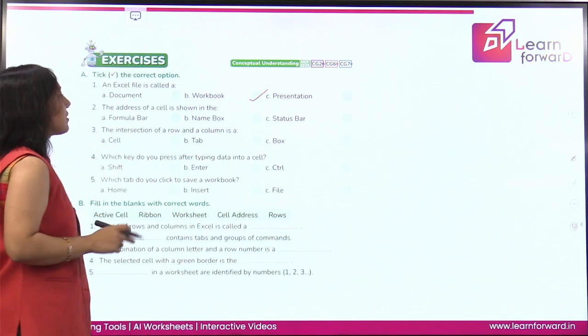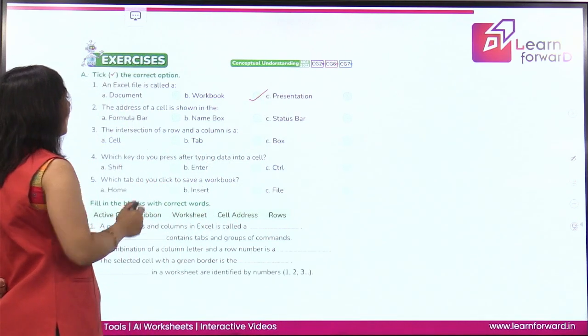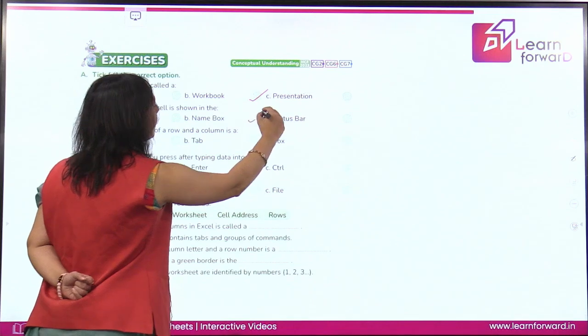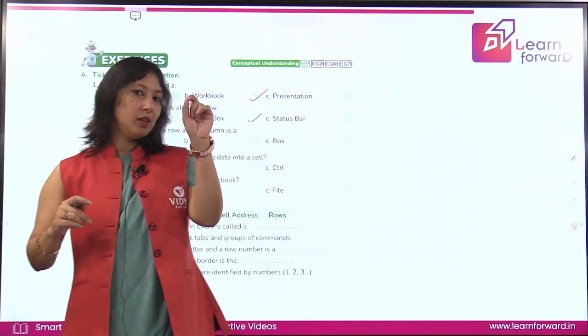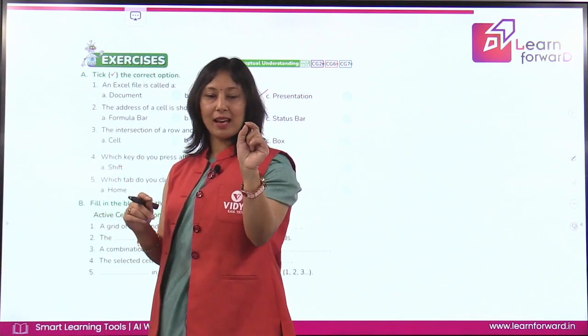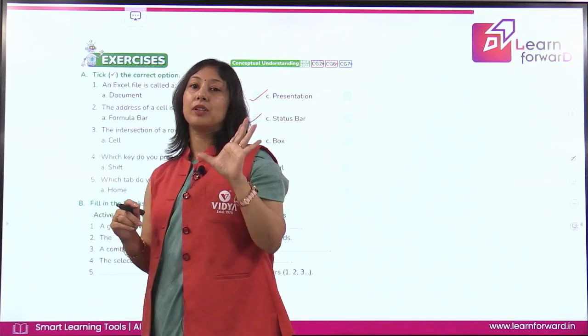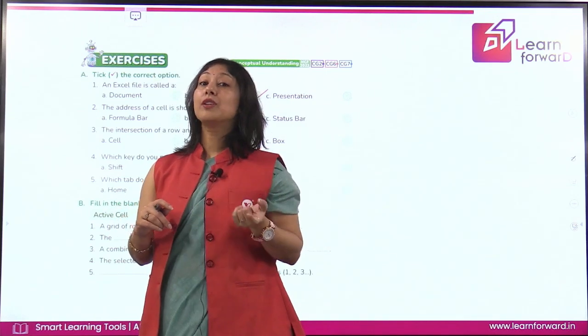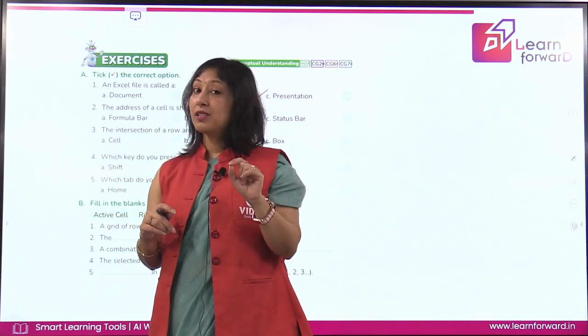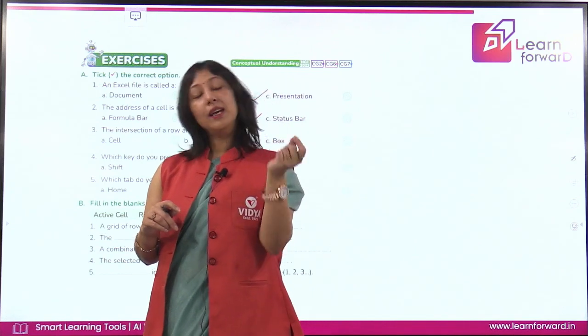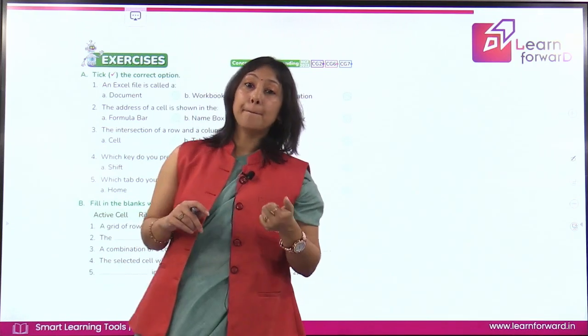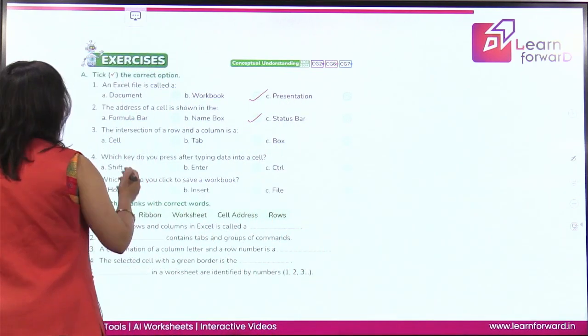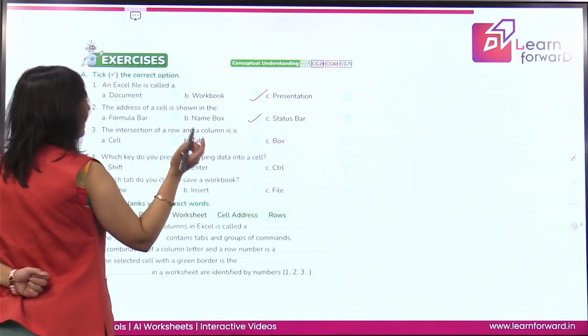The address of a cell is always shown in the Name Box. The Name Box is basically the box in which, when you select an active cell, its name is given over here, and the name I told you always contains the column alphabet and then the row number. That's the name of your cell. Okay.